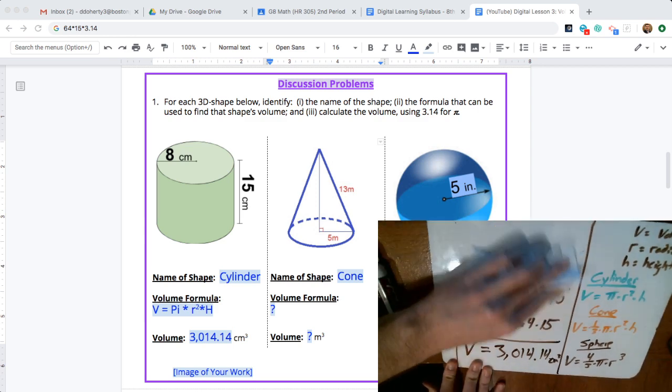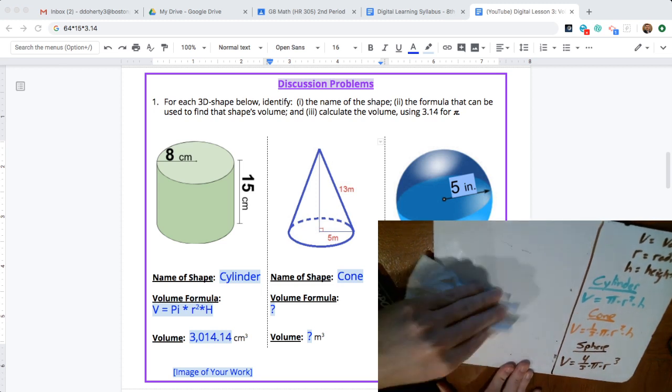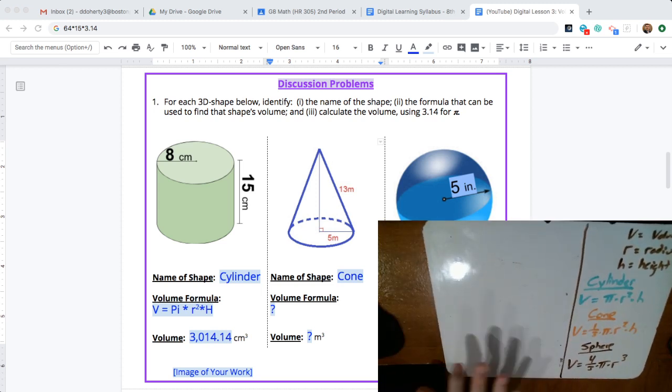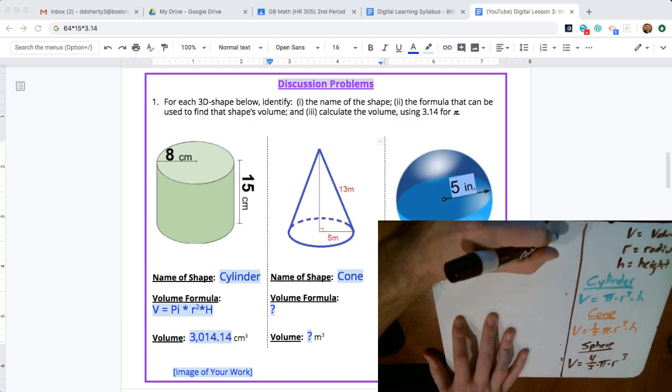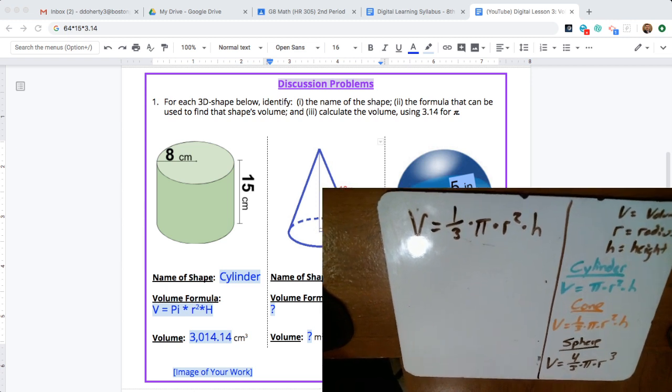So hopefully at this point you've worked out the volume for the cone. The volume formula for our cone is going to be V equals 1/3 times pi times radius squared times height. You'll notice that formula is a lot like the cylinder formula. It just has 1/3 as a coefficient with the pi r squared h.